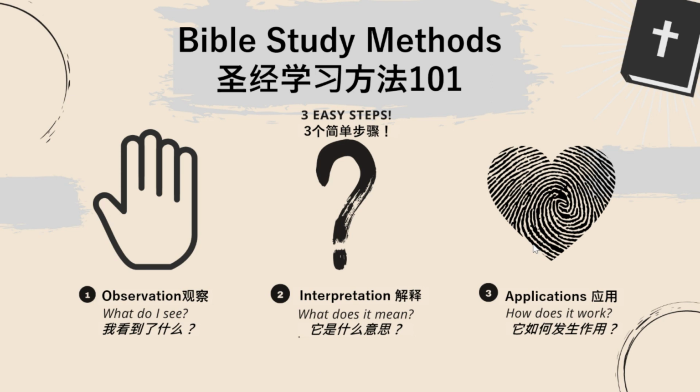Under interpretation, after we have looked at the keywords and the repetitions, we want to find out what are some of the meanings of the keywords or the passage. What is the context of the passage, the historical context or the cultural context of the passage. And last but not least, what we call application, where we look at how that passage is going to apply to our lives. So how does it actually work in our personal life?